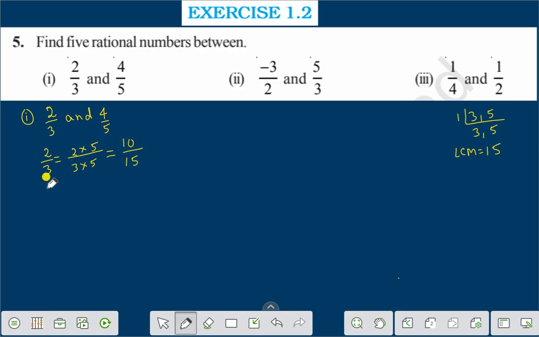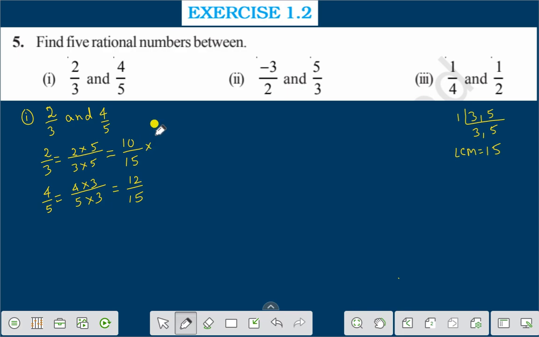Right? And here you see 4 by 5. It can be multiplied by 3. 5 is multiplied by 3 to get 15, 5 into 3, and it is 4 into 3. That comes to 4 threes are 12, 12 by 15. Now you multiply this 10 by 15 again with 3.